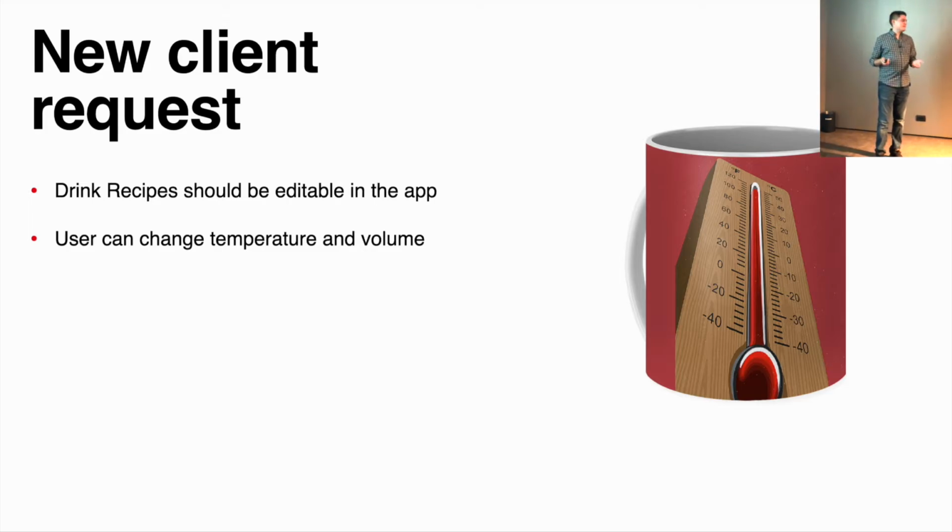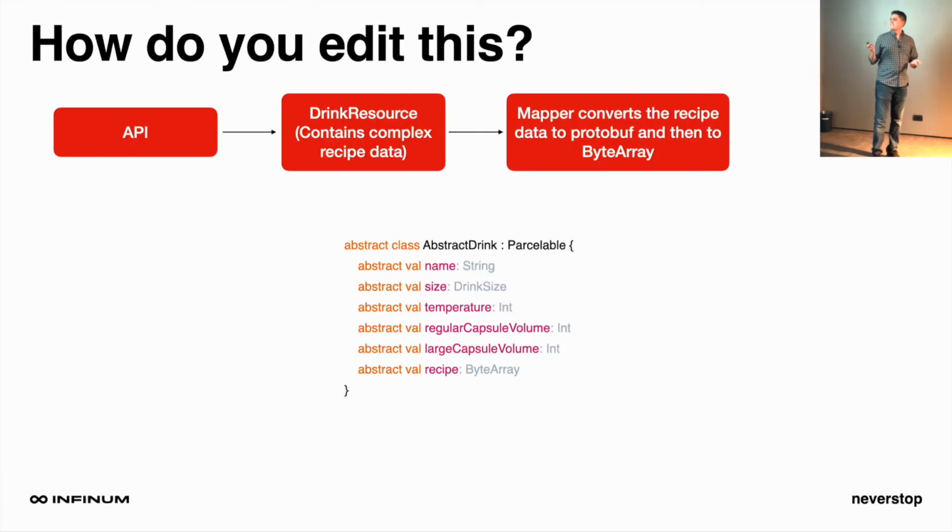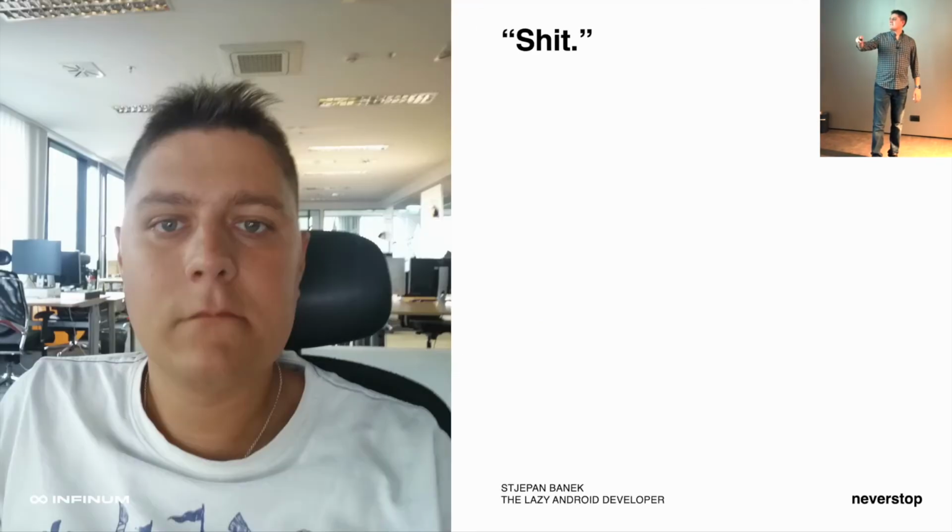So I said, OK, I guess that shouldn't be that hard. And then I look at my class again, and I see this recipe byte array. And what do you think was my problem? You cannot modify a serialized byte array generated from protobuf, generated from the API, to just change the temperature, because it's all in code, and I don't understand a thing from that byte array. I cannot change a thing there. So this is now a problem to me. And this is my face on that day.